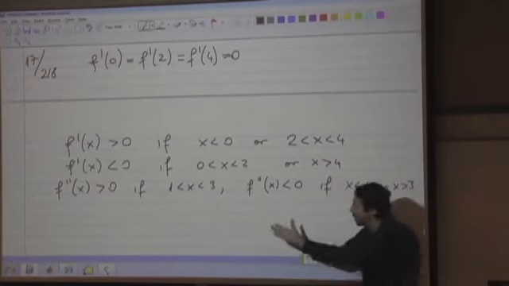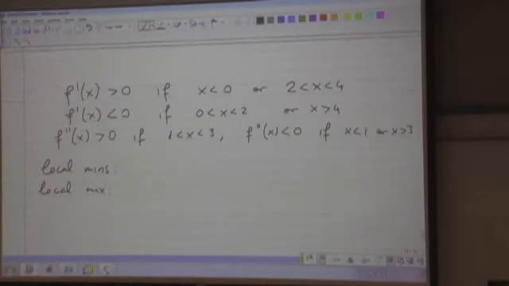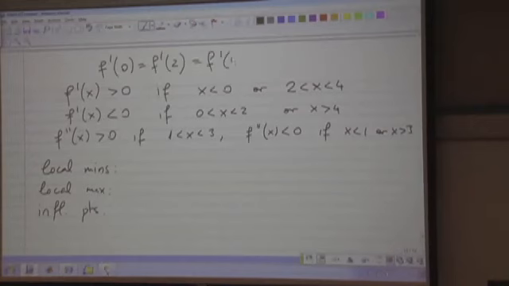So, the first thing I would ask is, do we have any local mins? Do we have any local maxes? And do we have any inflection points? And here, I'll write it above here. f prime of 0 is equal to f prime of 2 is equal to f prime of 4, which is equal to 0.